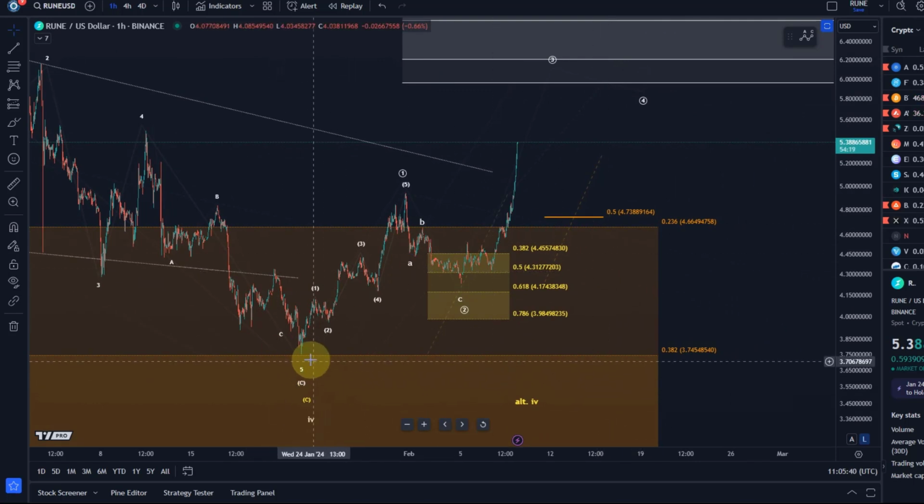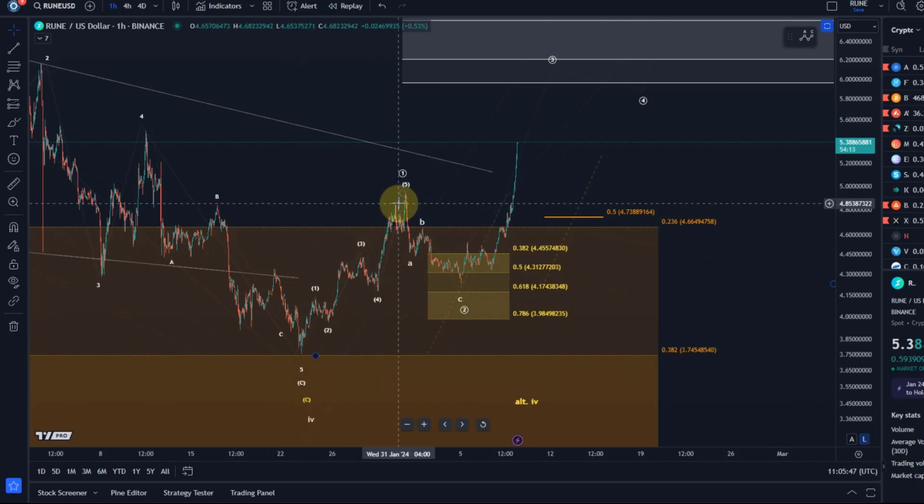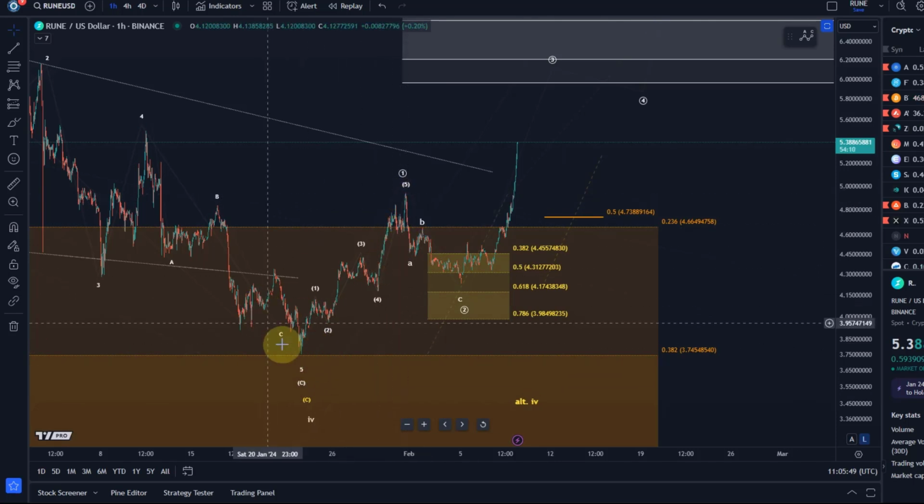So we have, assuming the wave 4 bottomed here, exactly at the 38.2 retracement, we've seen a 5-wave move to the upside. I don't think we talked about that in the last video. That's something I communicated to gold members.